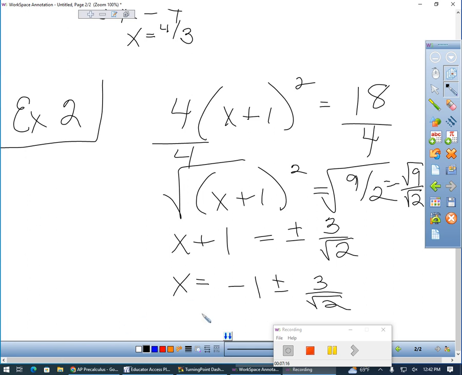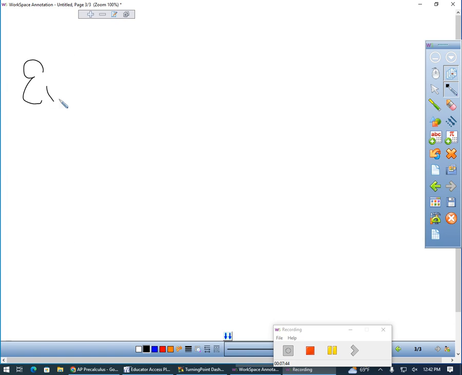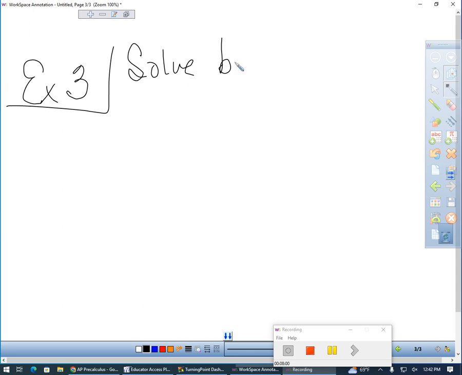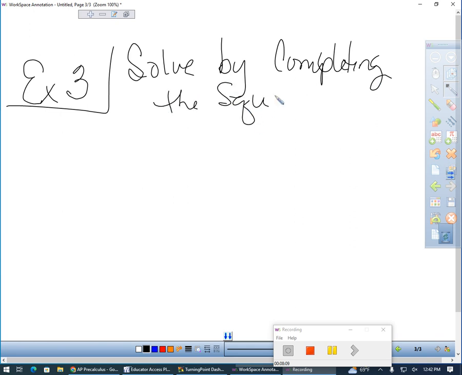So move to example number 3. So I know I haven't been telling you what problems, but it's pretty much following along. So right now I'm all the way up to 13 through 17. And we're going to go ahead and solve. This time let's solve by completing the square. Do you remember how to complete the square? Yeah, so let's talk about one of these.